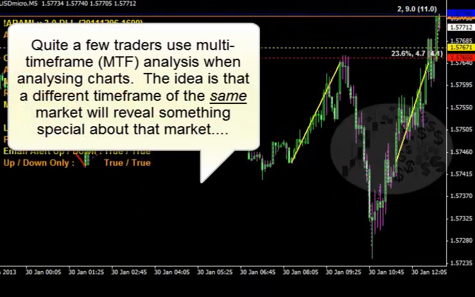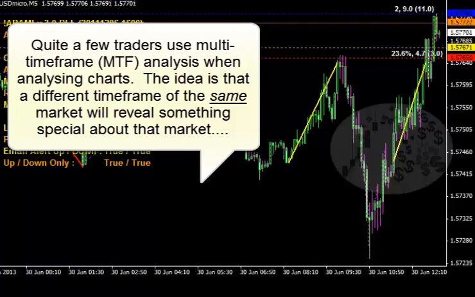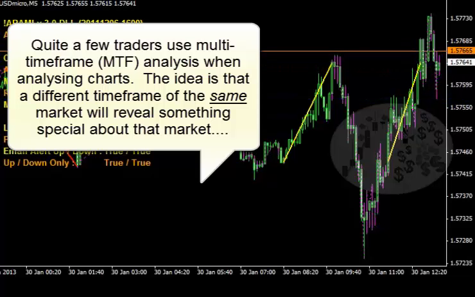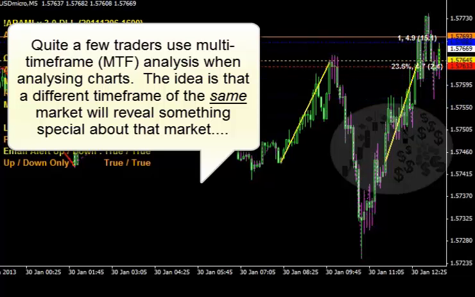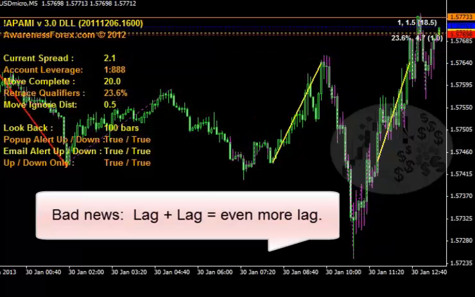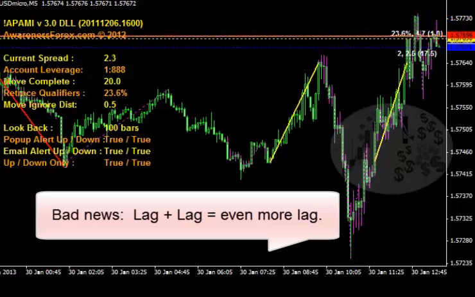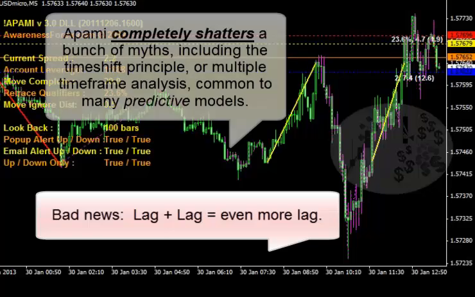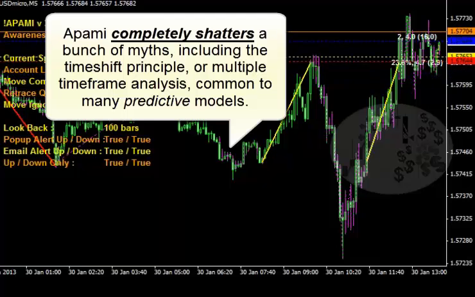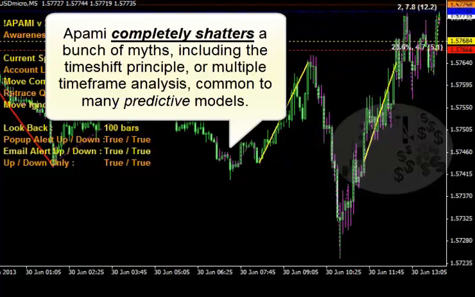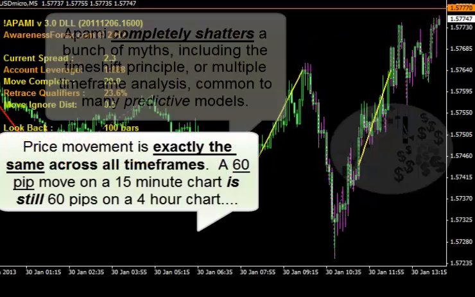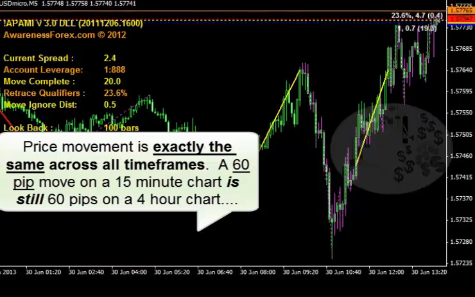I've observed that there's a popular belief going around in Forex trading forums that multi-time frame analysis somehow increases the accuracy of lagging indicators. Even if you use no indicators at all, the idea that something unique is on a different time frame. Well, I have some bad news for you. Lag plus lag equals even more lag. The previous models that are based on time shift or multiple time frame analysis have been pretty much made obsolete now that APAMI is on the scene, simply because they're based on predicting what the market will do, whereas APAMI is showing you exactly what the market is doing now.